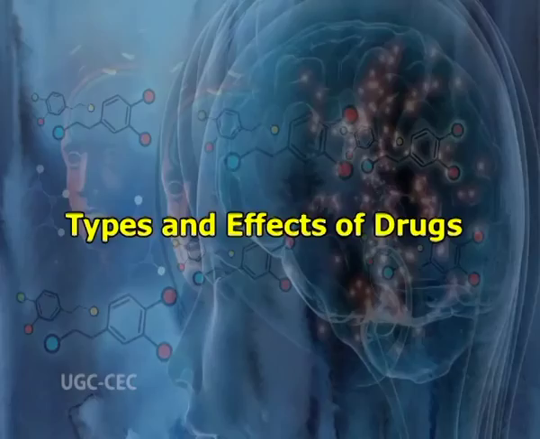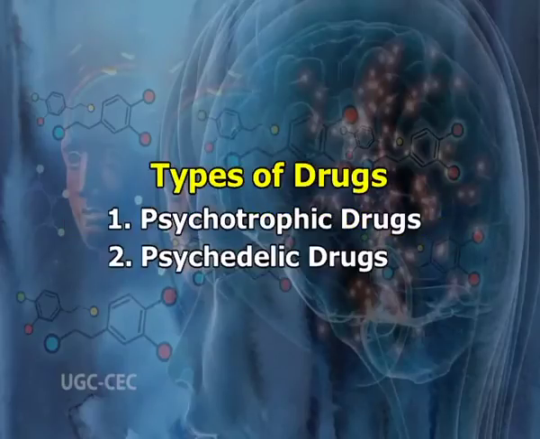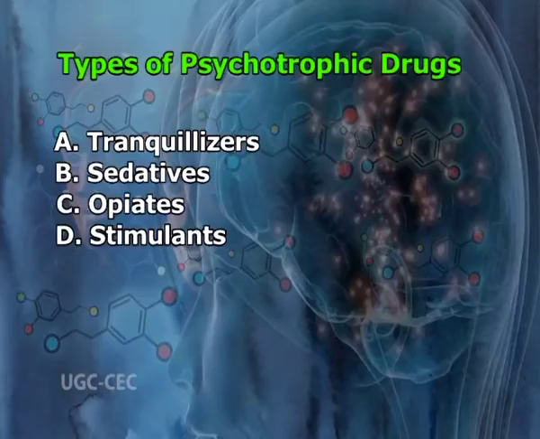These effects may be due to direct influences of the drug on brain tissue, but more often indirect. Types and effects of drugs. Addictive drugs are broadly divided into two categories. Number 1, psychotropic drugs. These are mood elevators and alter the behavior via the central nervous system. These drugs are of the following types.